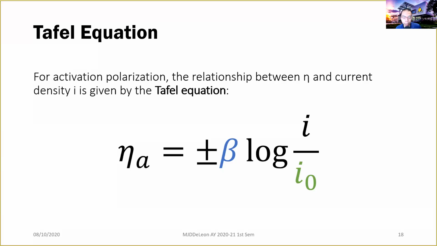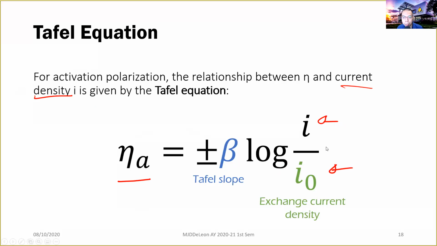So your over potential here, your activation polarization, is equal to plus or minus the Tafel slope beta multiplied by log of I, where I is your current density, over I naught, where I naught is your exchange current density. So the Tafel slope is positive or negative depending on whether anodic or cathodic yung polarization natin.